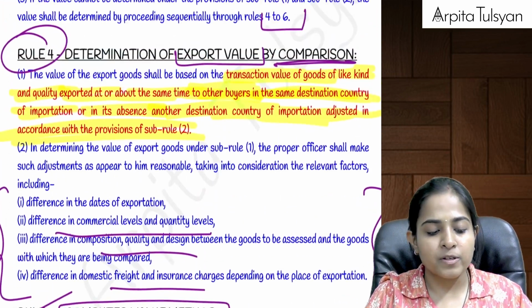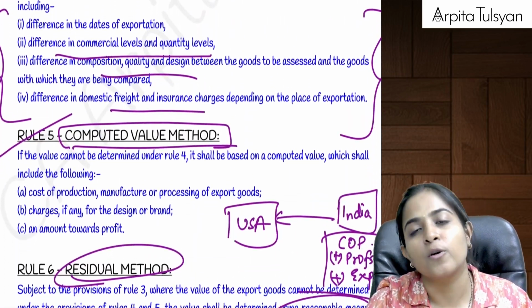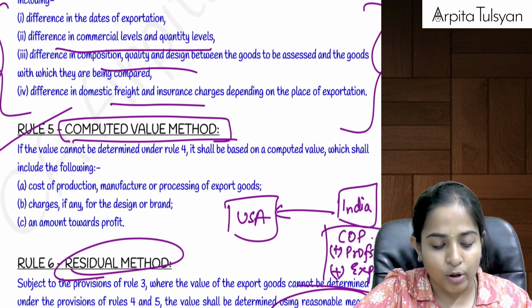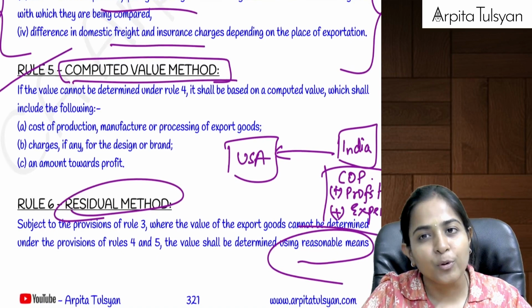Then if suppose determination as per rule 4 is also not possible, means let's say there are no goods of like kind and quality and all those things, then go to rule 5, that is computed value method.